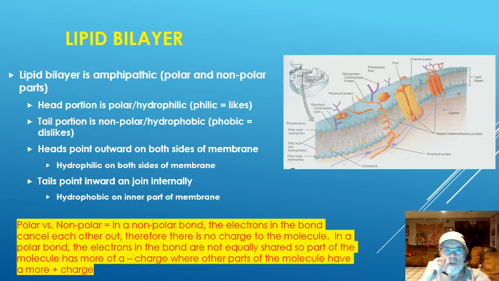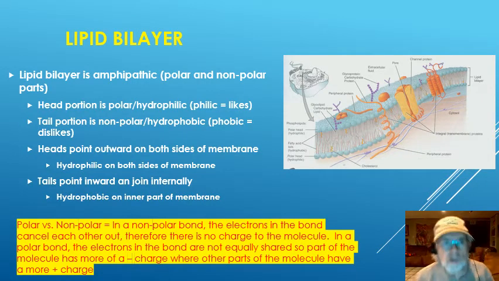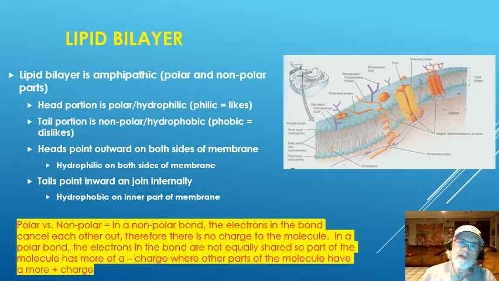Now, this lipid bilayer is also called amphipathic, which means it has a polar and a non-polar part. The head portion is polar, which means it's hydrophilic. It likes the water. The tail portion is non-polar. So this in here is non-polar. This area on the outside is polar. The non-polar area inside is hydrophobic, and the outside, which is polar, is hydrophilic. It likes the water.